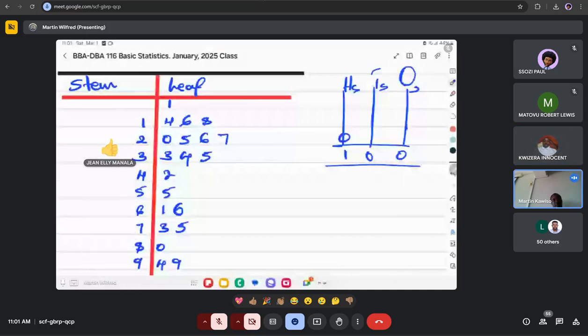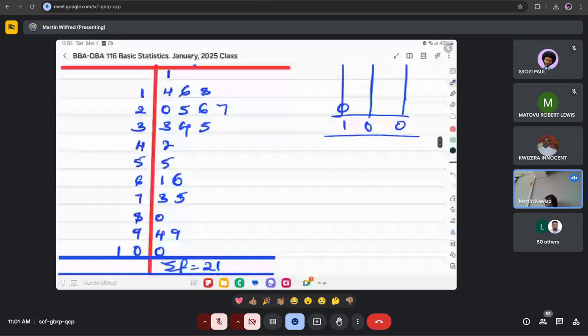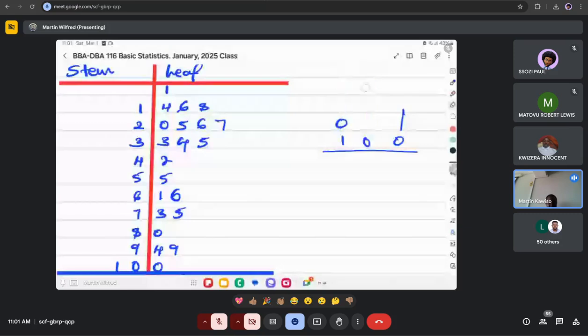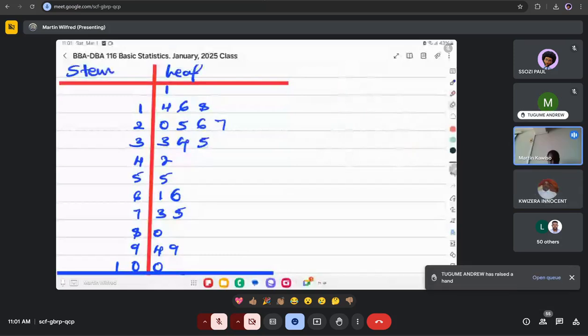The observations are 21. Okay, so we have plotted out a stem and leaf for our quantitative or numerical data. Then with that table, we can plot out a few things. Have we finished putting down that table? Not yet, okay.